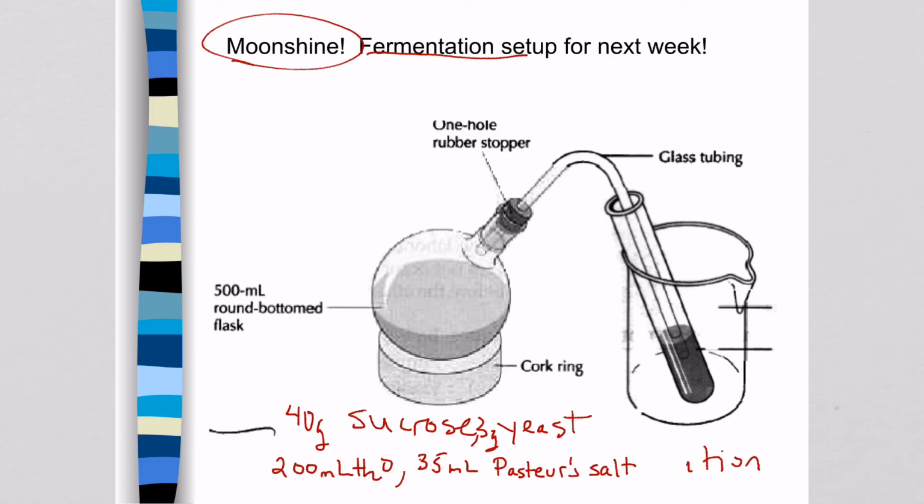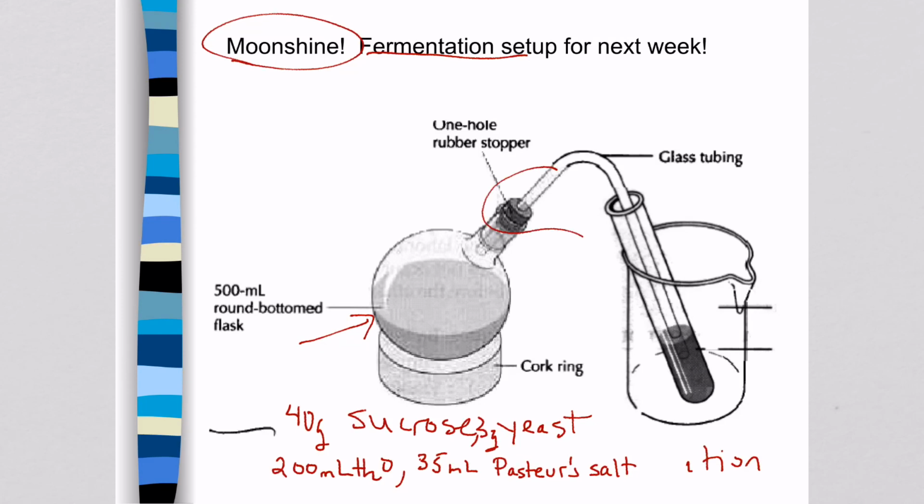So you should look at the first part of the handout for Lab 4. What you're going to put in this 500 ml round bottom flask, and this is all in the handout: 40 grams of sucrose, 3 grams of yeast, 200 milliliters of DI water, and 35 milliliters of pasteur salts, which is a magical mixture of several different salts that keep the yeast happy and fermenting for a week.